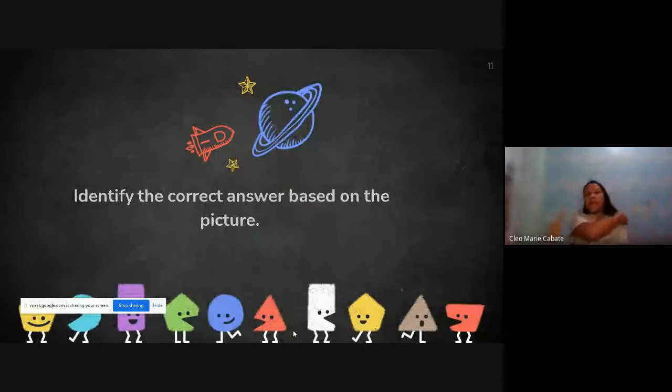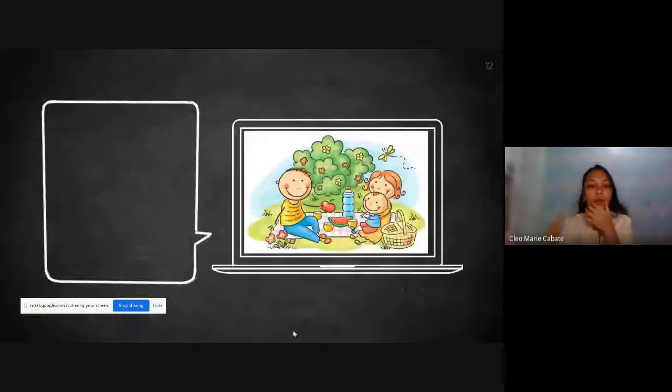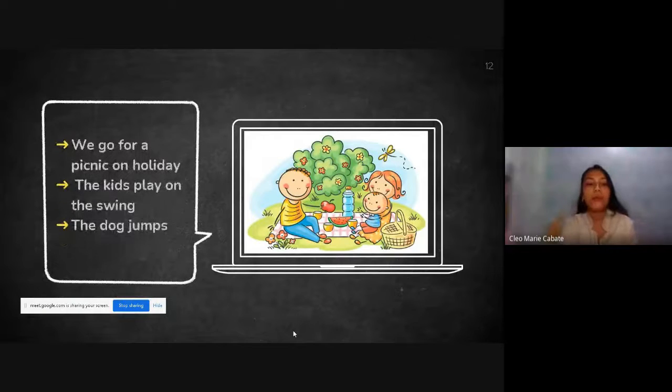So now I have prepared pictures here. Can you identify the correct answer based on the pictures? Will you please read, Cassandra? Okay, thank you. We go for a picnic on holiday. The kids play on swing. The dog jumps. So what is the correct answer? Okay, great. It is, we go for a picnic on holiday.